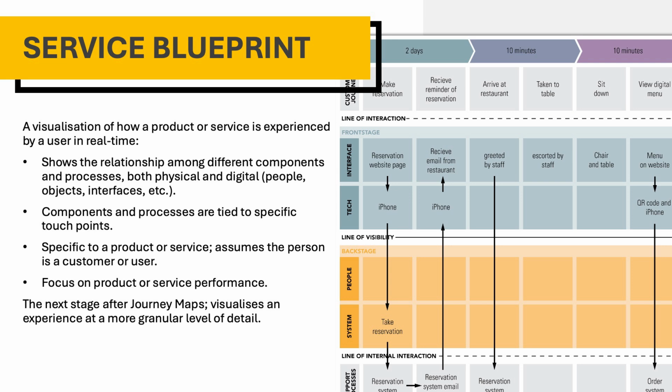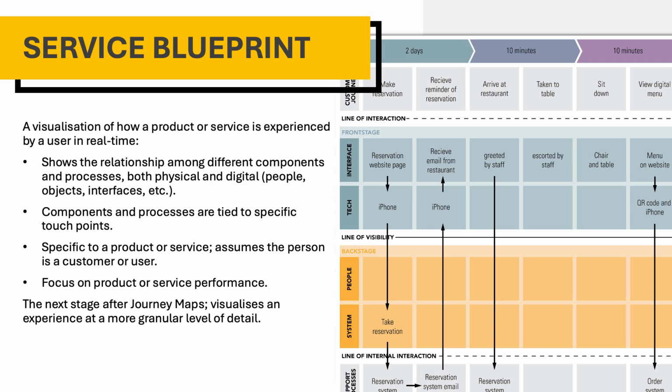Next up, service blueprints. Service blueprints are applicable later in the design stage than experience and journey maps, usually once you've had a good idea of the product and service offering. They visualize how a product or service is experienced over time by a user and in real time. They are effective for showing different relationships among the various components and processes that occur within an experience. This can be the relationships between a physical interaction that a user has with a product, and then also the things that are happening behind the scenes.